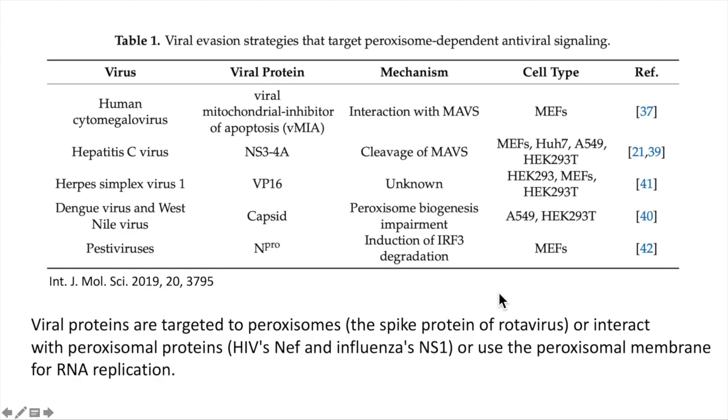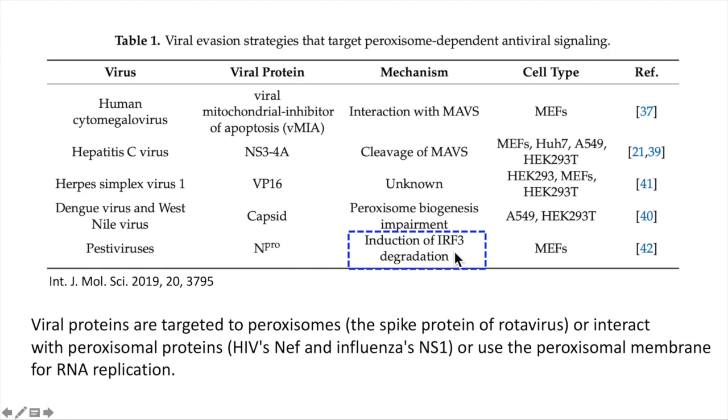This next slide shows some of the ways viruses use to target the peroxisome and its associated functions. The types of viruses that target this organelle are many and diverse, so I'm sure it's very important in this type of response. I do point out that the pestiviruses and HIV, which isn't listed here, have been shown to degrade the signaling molecule IRF3 upon infection.